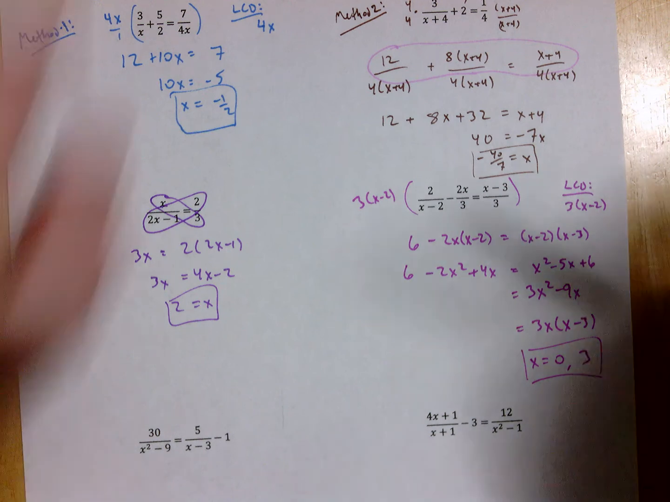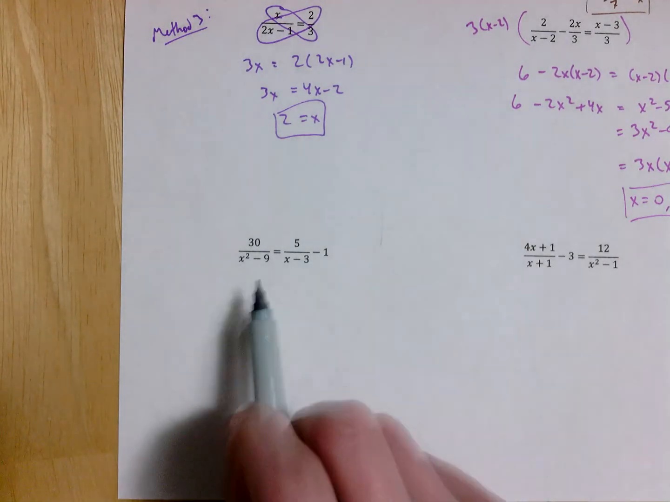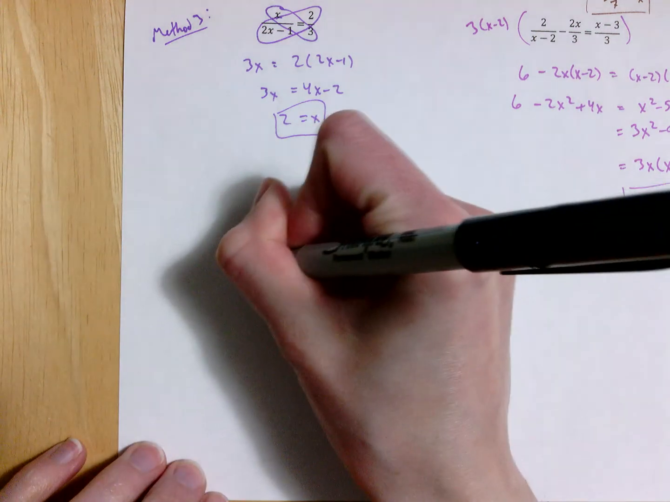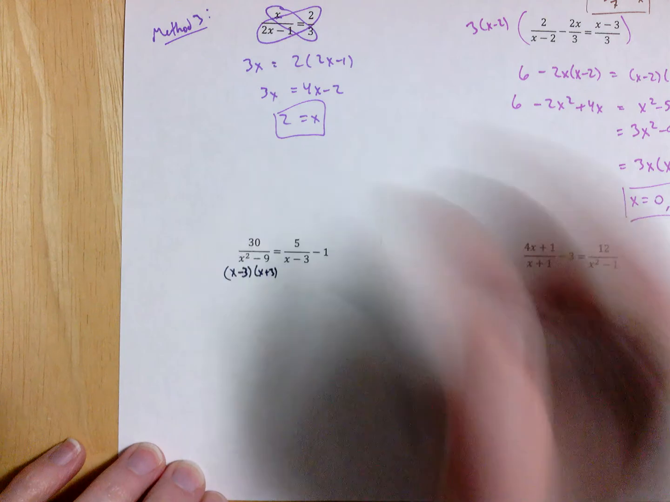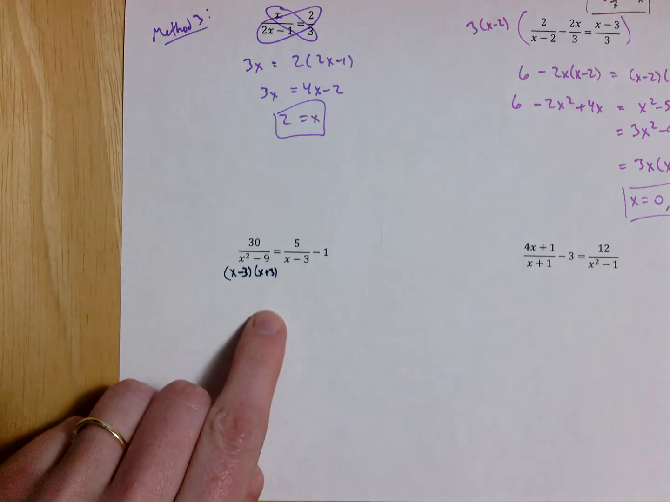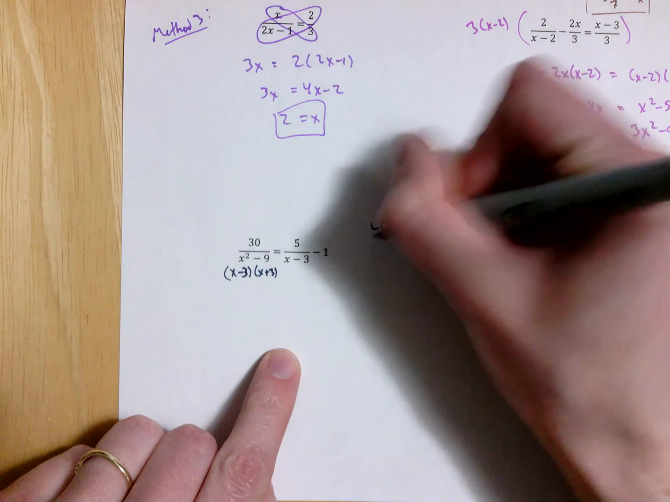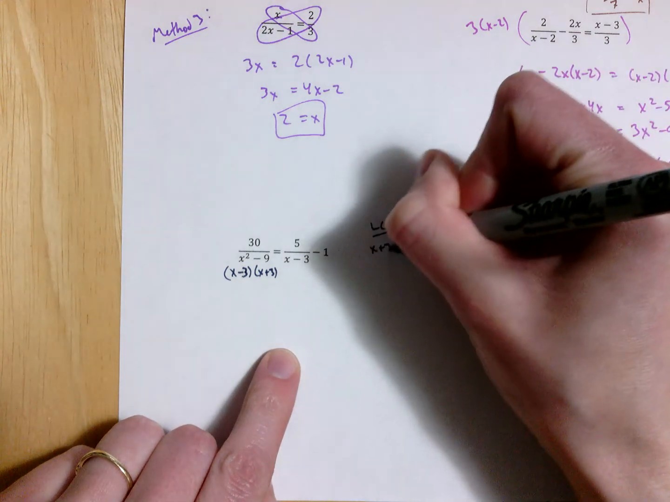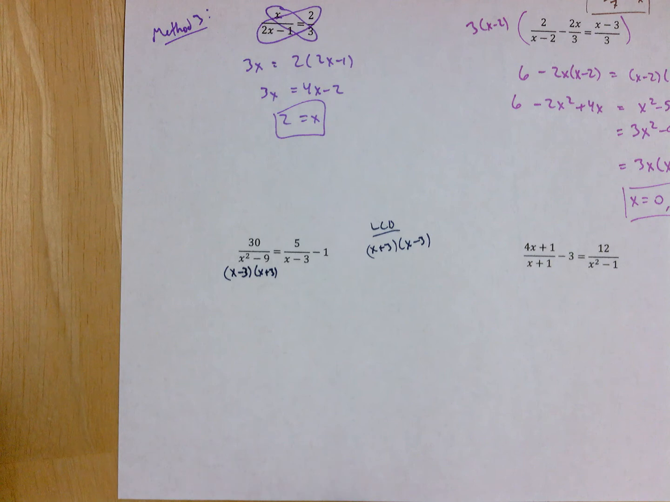All right. Moving on, this guy down here. First thing I want to recognize is that I can factor that denominator. Always factor them when possible, because that's going to make your life much easier. Okay, I don't want my LCD to be x squared minus 9 times x minus 3, right? I just want my LCD to be x plus 3 times x minus 3. So always factor those when you're looking for an LCD.